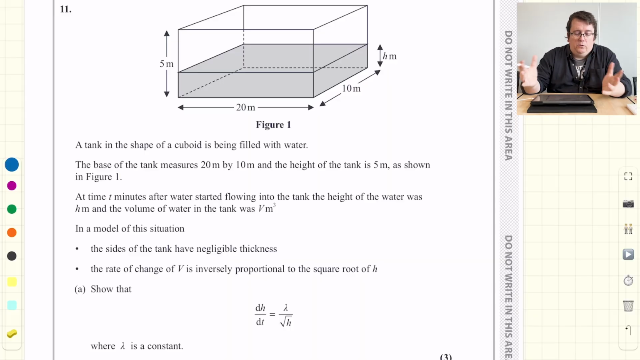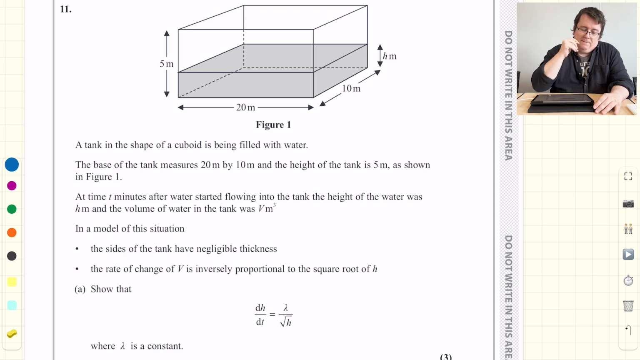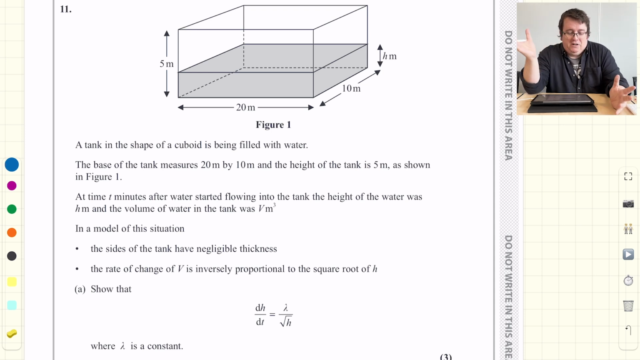So this is question number 11. And once again, this is another one of those questions where Edexcel has completely filled the page. So they haven't thought about YouTubers trying to go through their papers, have they? Makes it very difficult.